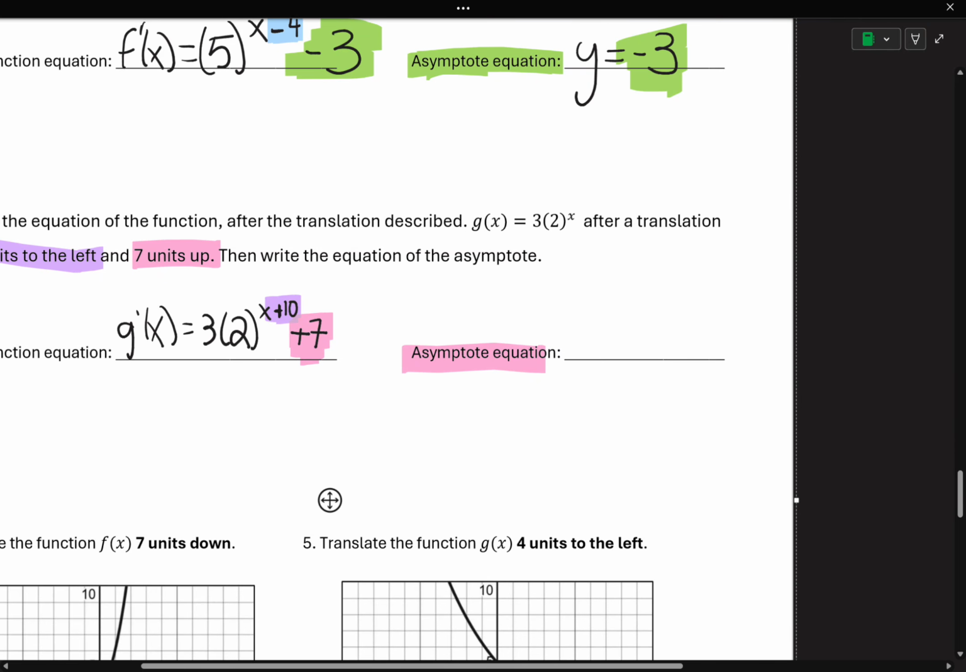Oh, thank you. Our asymptote is y equals 7. Again, that same 7 that we traveled up.